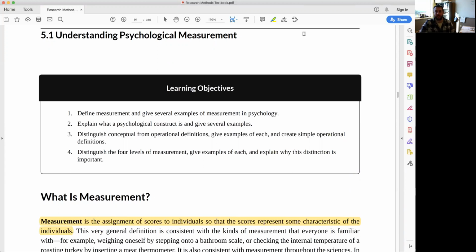How does psychology handle measurements? I'm just going over some terminology and then the fine-tuning process that happens with it.